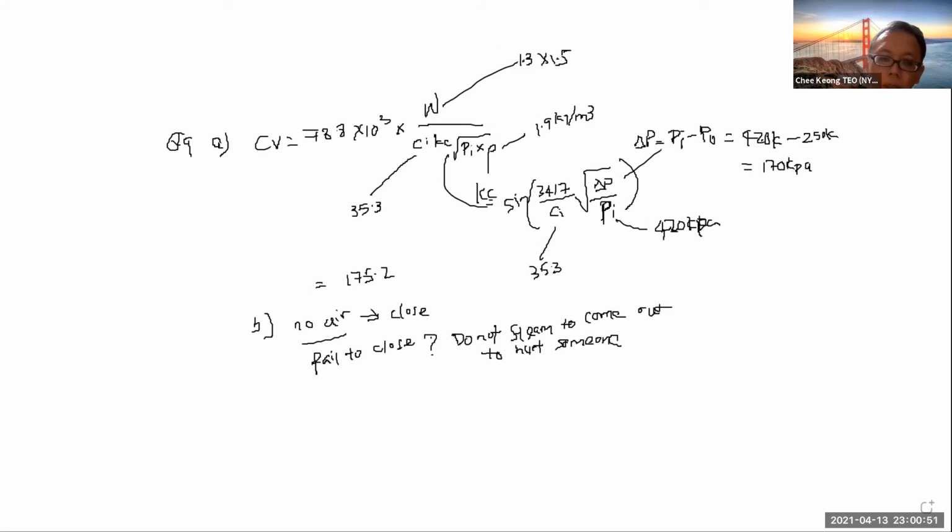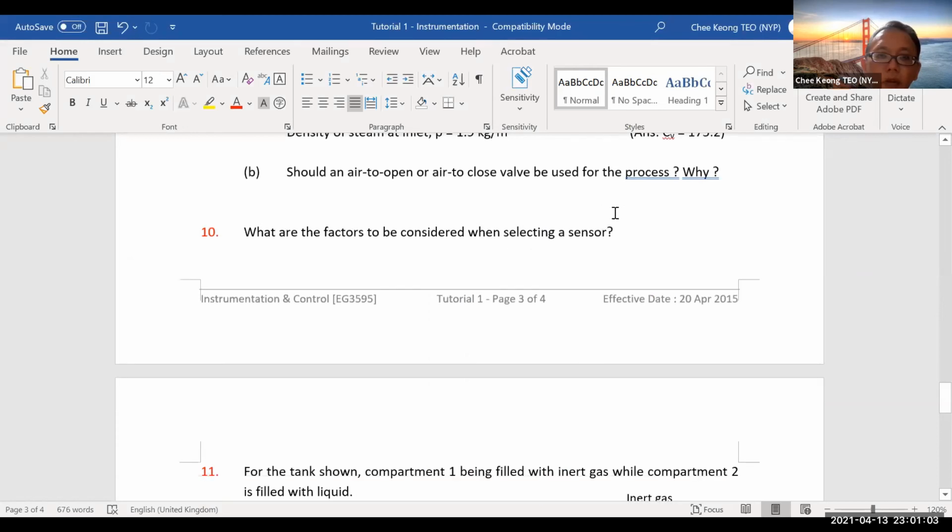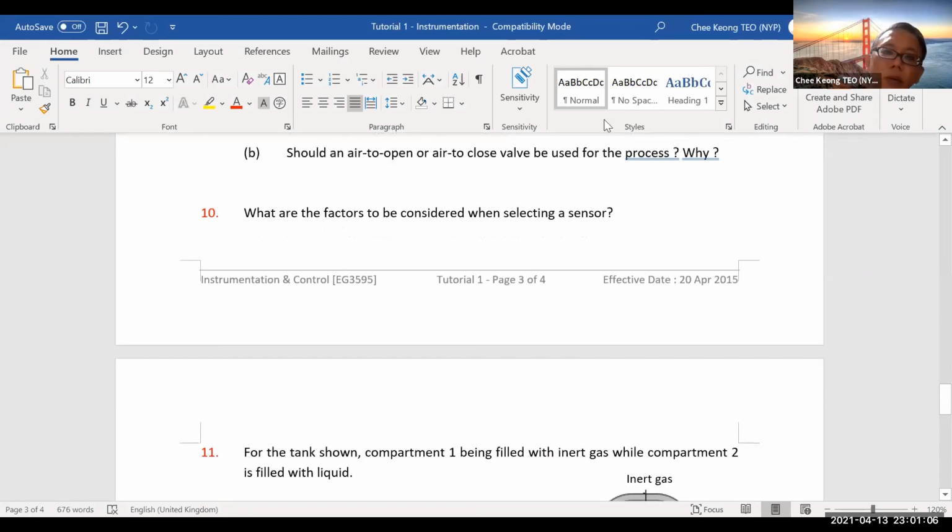Okay. Now next we go to the next question. Let's go to the question again. Now next we look at question 10. Question 10, what are the factors to consider when selecting above? This is a theory question, so very straightforward. I will go to the solution and see the theory.